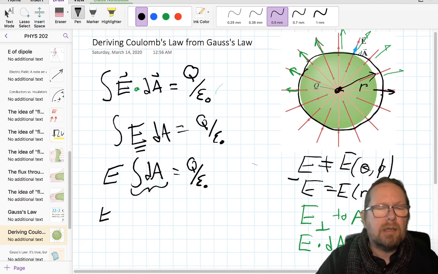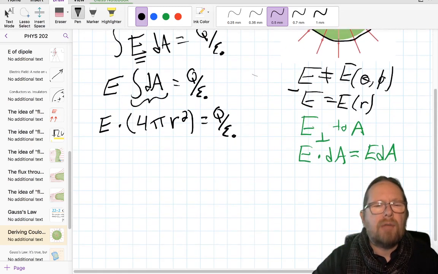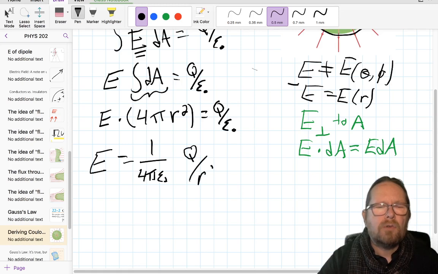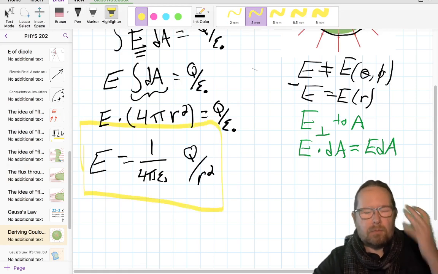So what I've got is E times the integral of dA over the surface of the sphere, which is just 4 pi r squared. And that, according to Gauss's law, is equal to Q over epsilon 0. If I solve that for the electric field, I get that the electric field is equal to 1 over 4 pi epsilon 0 times Q over r squared, which is exactly what we already know the electric field of a point charge to be from Coulomb's law.